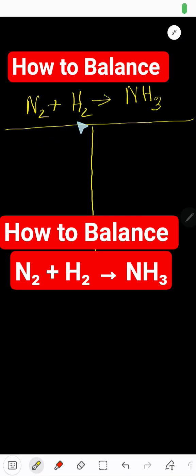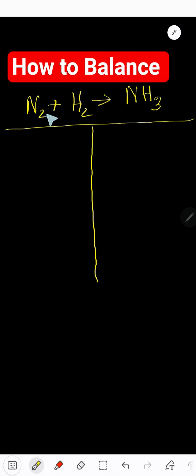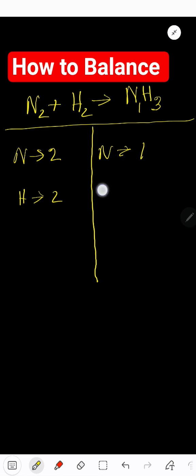How to balance nitrogen plus hydrogen that produce ammonia molecule. Okay, so on the left hand side we have nitrogen, and the number of nitrogen here is 2, the number of hydrogen here is 2. On the right hand side the number of nitrogen is, there is no subscript here, but we'll consider 1 if we don't see anything. 1, the number of hydrogen atom is 3.